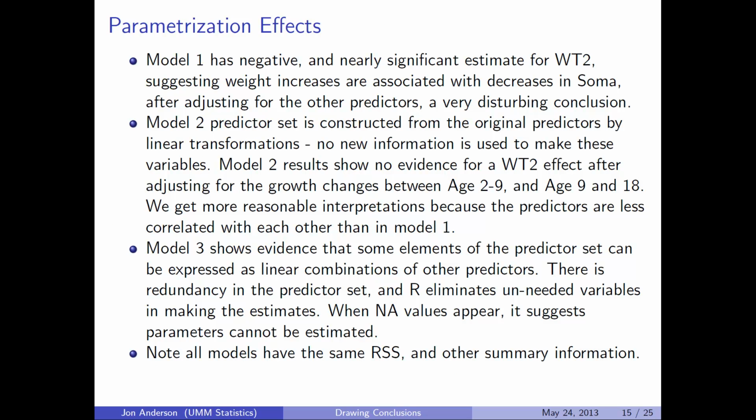And in this overhead we give the summary of the things we've just talked about. Fourth bullet suggests noticing that all of these models have the same residual sums of squares. They are essentially estimating the same kind of thing, just in different ways and in more advantageous ways, in particular for Model 2.